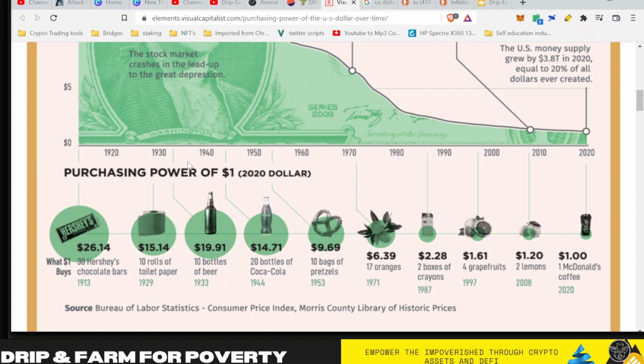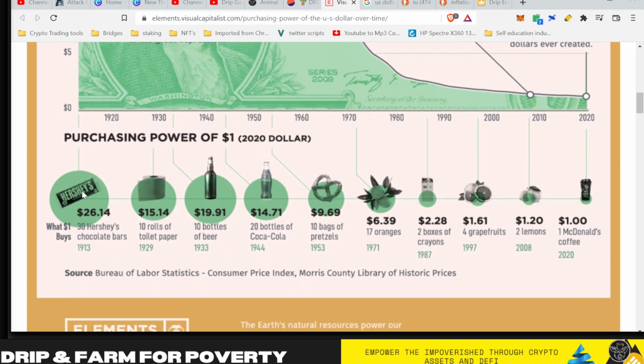There's another chart I forgot to bring up. It shows you basically that $1 back in 1913 could have got you 30 Hershey chocolate bars. And now it gets you one cup of coffee at McDonald's, which has gotten smaller, mind you, over the years as well. So this shows you, again, the purchasing power of that dollar.